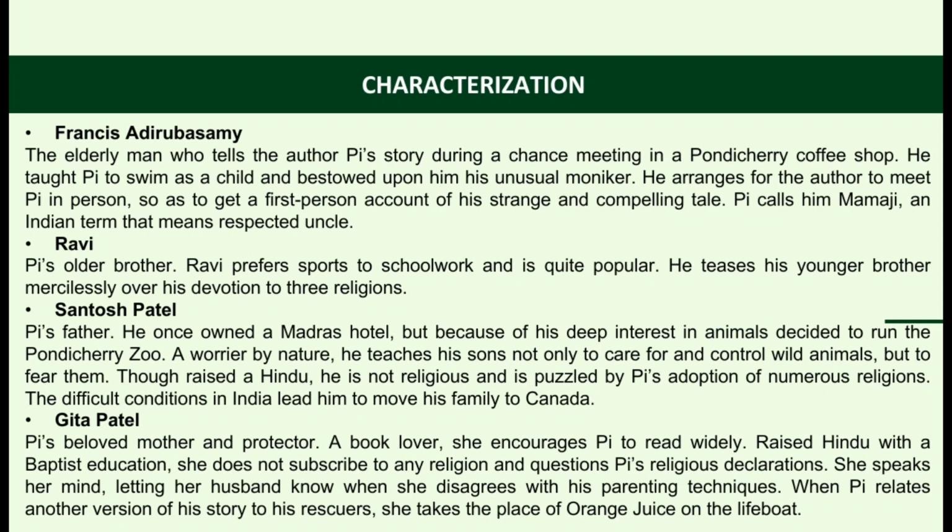Then we have Gita Patel. Gita Patel is Pi's mother and protector. Gita was raised a Hindu and had a Baptist education, but she is non-religious as an adult and questions Pi's faith. She is a book lover and she encourages Pi to read widely. She speaks her mind, letting her husband know when she disagrees with his parenting techniques. So when Pi relates another version of his story to his rescuers, she takes the place of Orange Juice in the lifeboat. And Orange Juice in the novel is an orangutan.